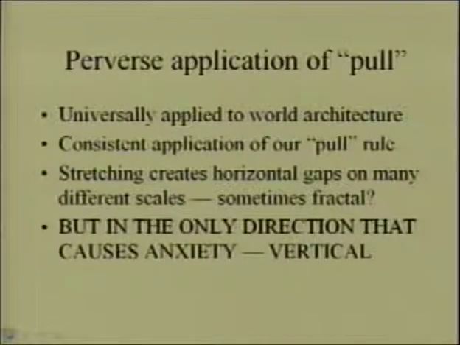But back to what we're doing. The anti-gravity typology is really a perverse application of pull. Nevertheless, it is universally applied to world architecture. There's a consistent application of our pull rule, and the stretching actually breaks buildings and creates horizontal gaps, and many buildings show many different scales. So this is what I've been talking about in a positive way. Many different scales. Isn't that what we want?